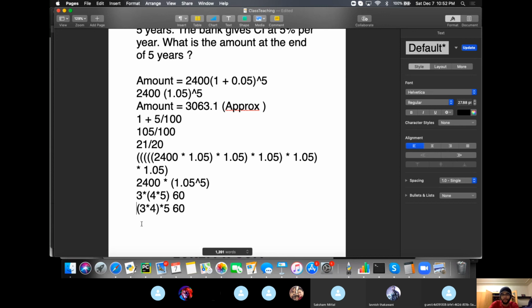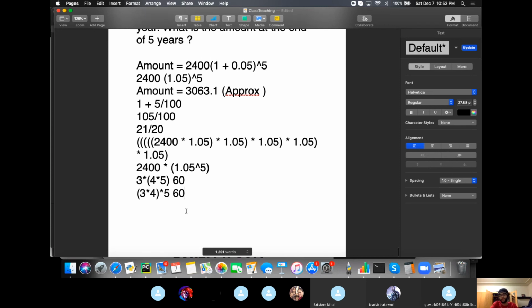It's also true for addition. This is true for only addition and multiplication. This is called the associative property. I think you would have studied it in your earlier classes, which is why I didn't go over it. Okay, any questions?